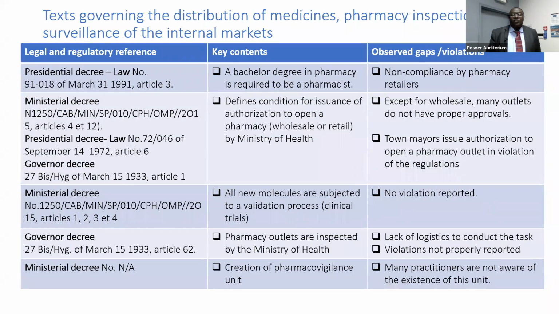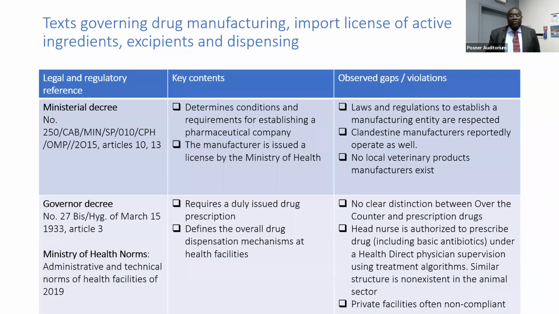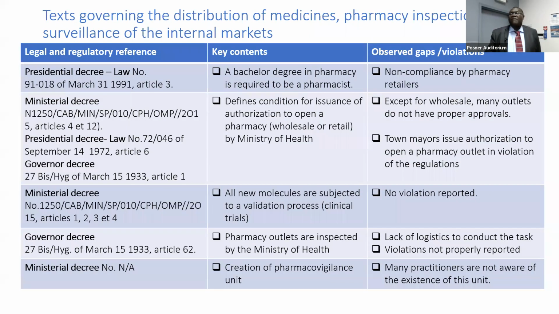If you look at the distribution, where we have a lot of problems, in terms of manufacturing, it's not very difficult, because the companies are big companies, and it's very easy to control them. But when it comes to dispensing or distribution, that's where we have more problems because we have a lot of small shops, and the government doesn't have the resources basically to go everywhere to control everybody.